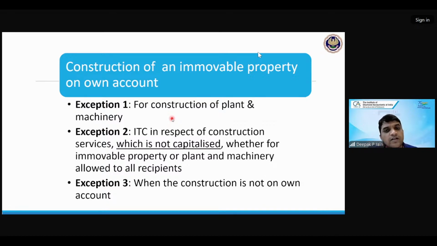If we construct the building and supply it to any relative, then credit is available. So if you're supplying it to anybody, it doesn't mean just supply. Supply should be with consideration. So you construct a building for others and you sell it and you're getting value for it. Now that person can be anybody, right? You will get the credit of that.